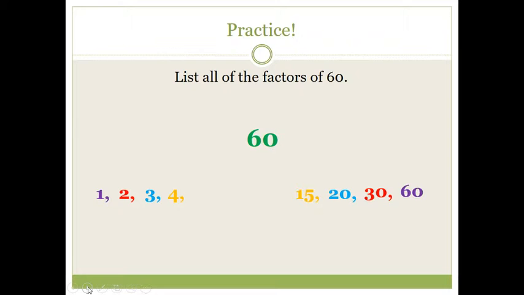4 times 15 is 60. 5 times 12 is 60. And finally, 6 times 10 is 60. So we list these in order, and all of these are the factors of 60.